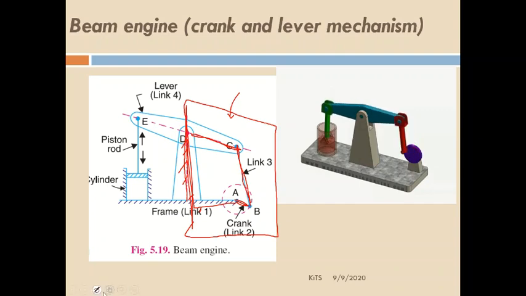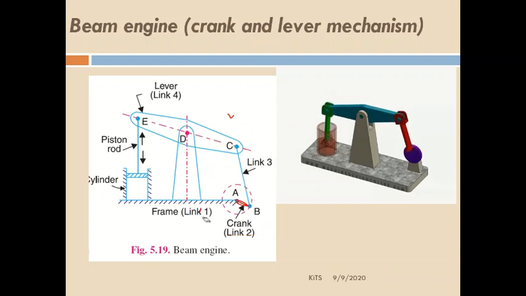Okay. Why does it become an inversion? Because the connecting rod is extended. The shape of the connecting rod is changed and the length of the connecting rod is extended. That's why it is called an inversion of 4-bar chain mechanism. People used to call this a beam engine or crank and lever mechanism.